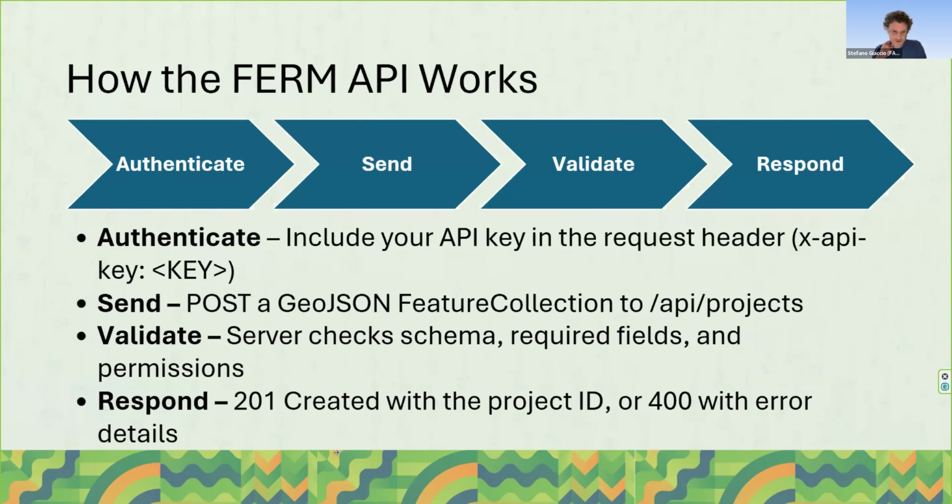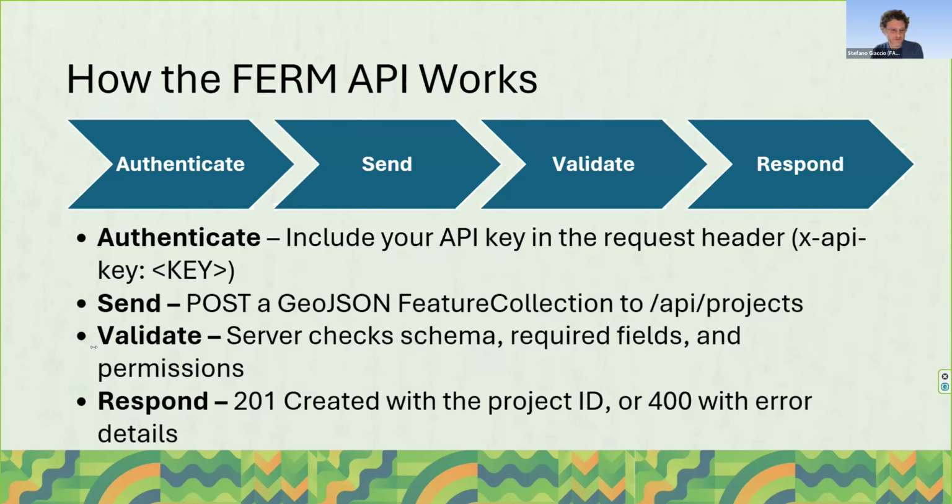So let's see briefly how the API works. The process is divided conceptually in 4 steps. First of all, you need to authenticate to tell FERM who you are or what your institution is, so FERM knows if you are allowed to enter data or not. Second is actually sending the data. You send a POST request. We will see that in a live demonstration. And in the body of that request is the GeoJSON containing the initiative data and geographical features.